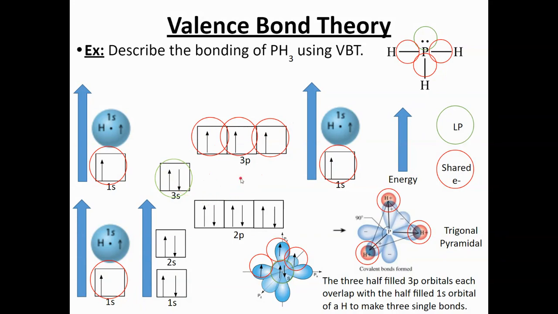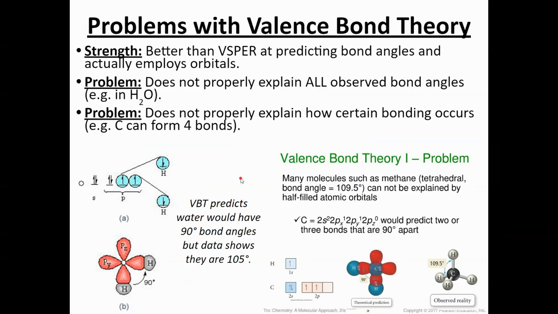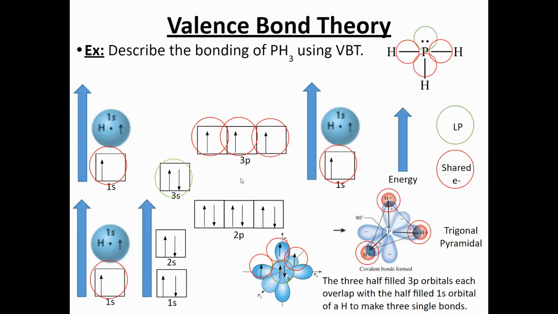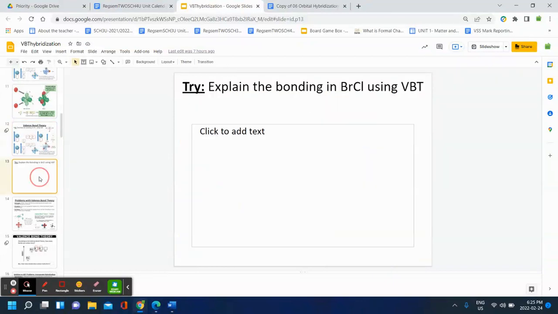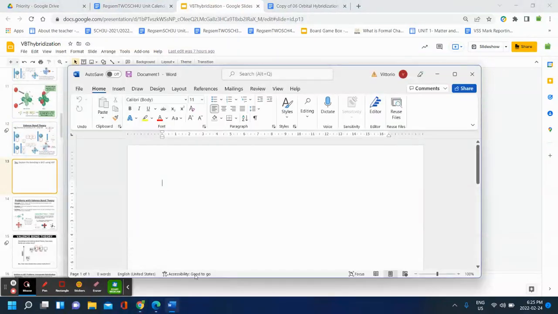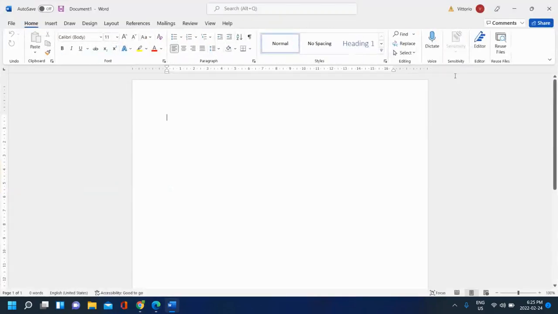So we'll do another example together to show you how I'd want you to do it if you were handwriting this, because you won't always be having these fancy animations. So let's go ahead and do that for BrCl. We're going to explain the bonding in BrCl using the valence bond theory.